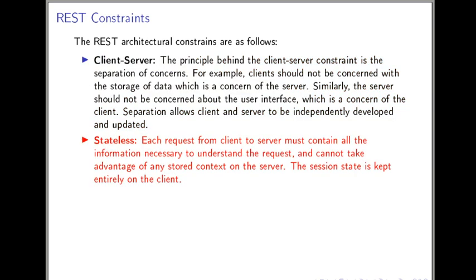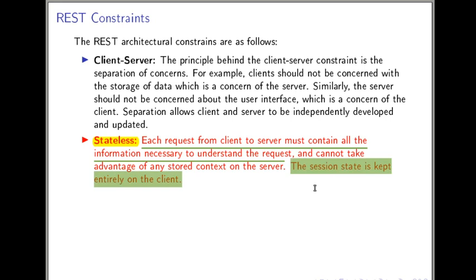Next point is stateless. As I have said, there is half duplex, so each time the connection is closed. Stateless means, as we have seen in the previous lecture, that the particular request response cycle is independent of all other request responses. So each request from client to server must contain all the information necessary to understand the request, and cannot take advantage of any stored context on the server. That is what we mean by stateless protocol. The state is kept entirely on the client.